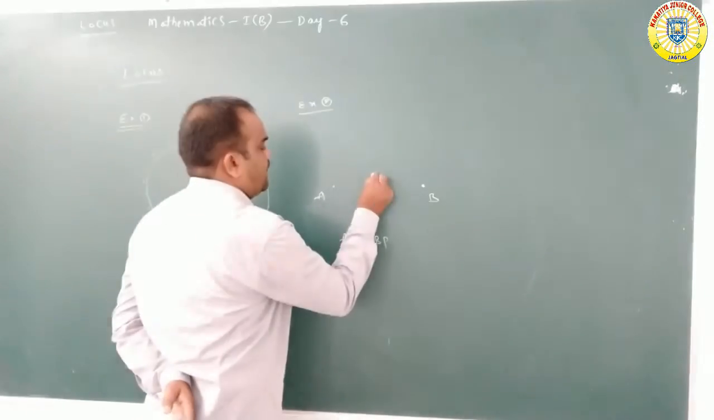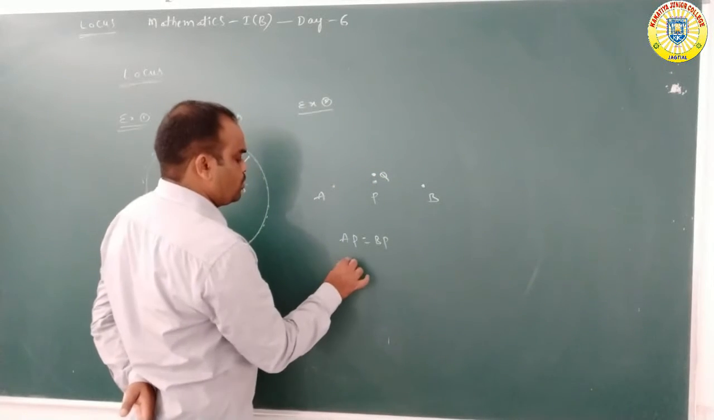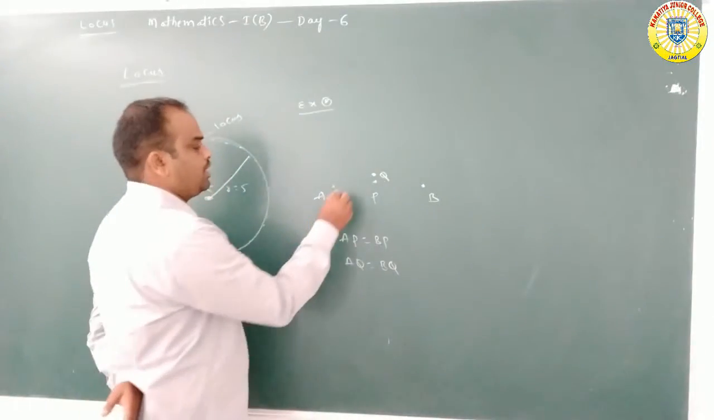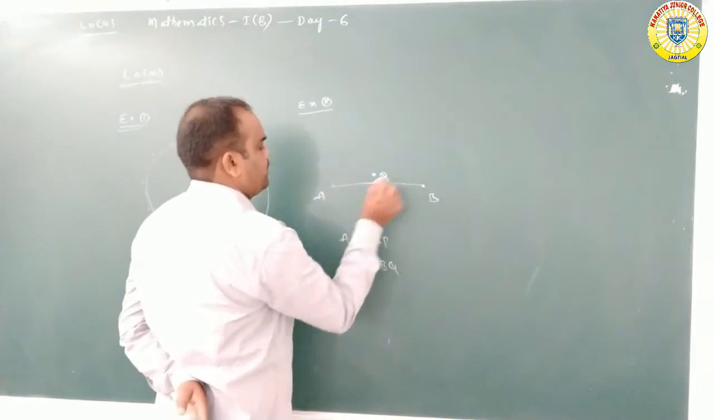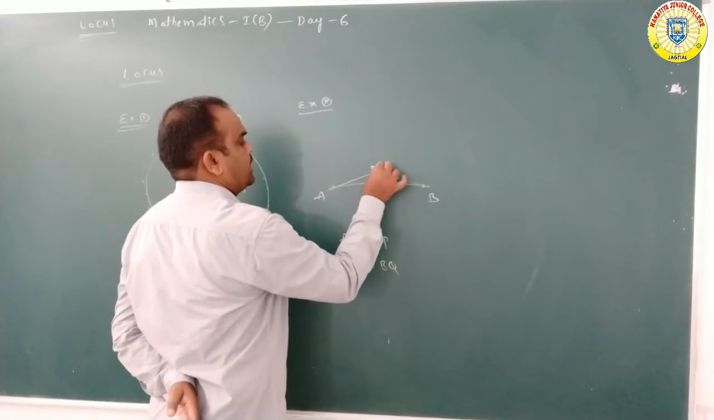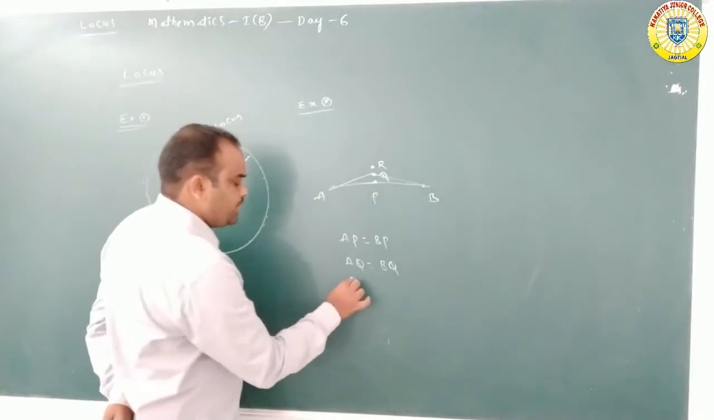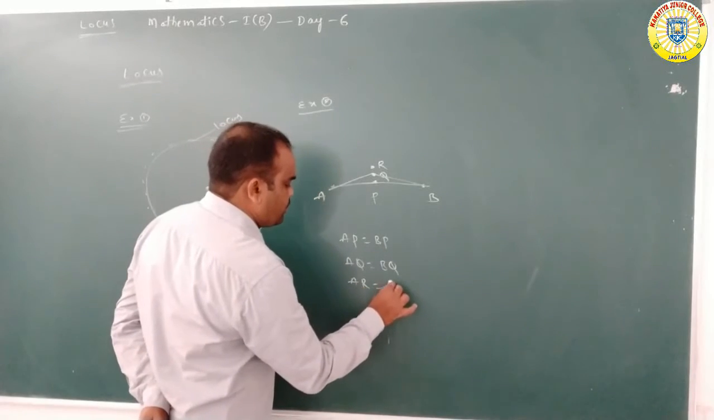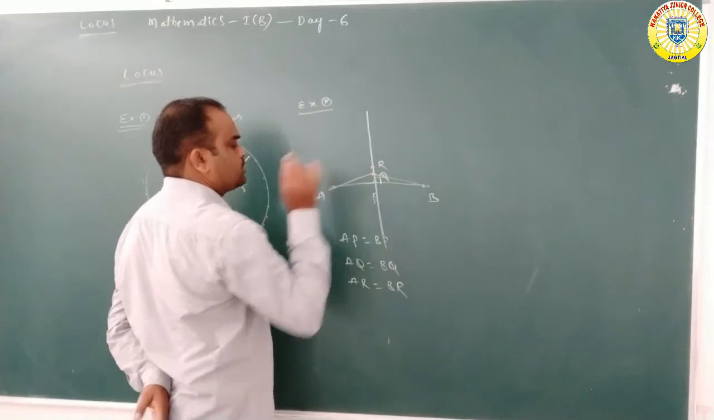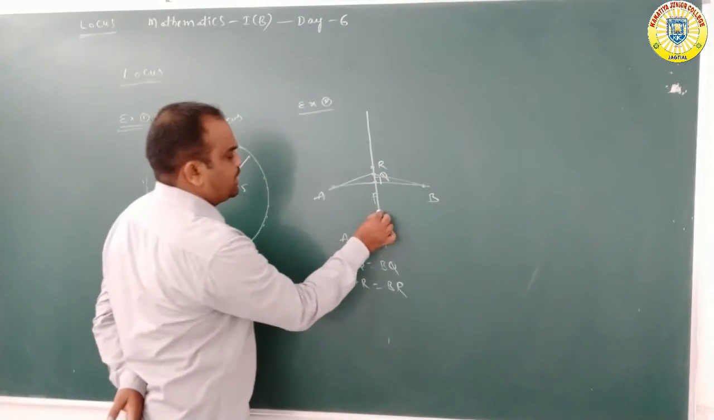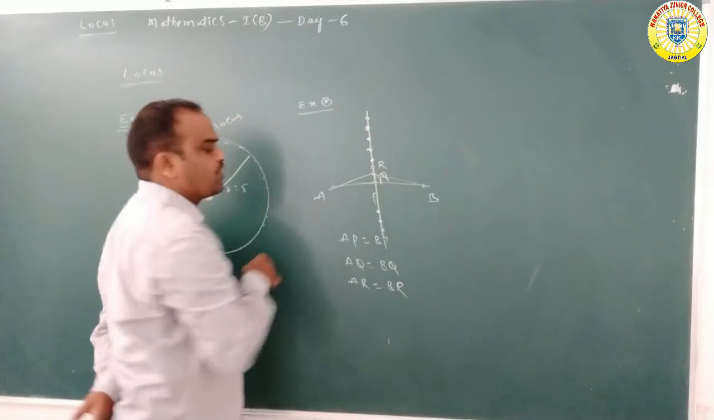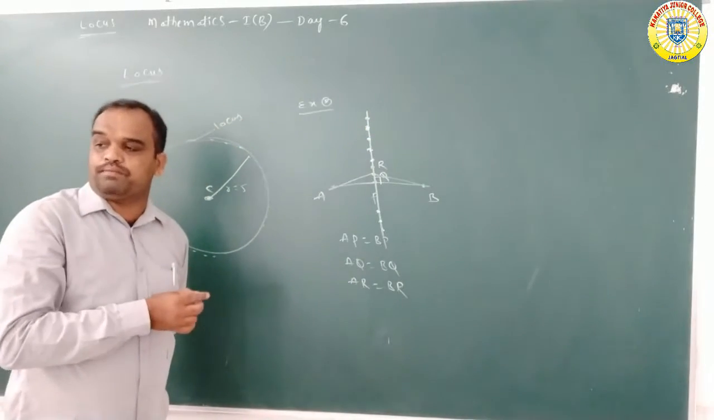Now we take another point Q. Here also AQ is equal to BQ, and AP is equal to BP. Next we take R. Here AR is equal to BR. So we draw one vertical line, which is the perpendicular bisector. Any point we take on this straight line is at equal distance from both A and B.